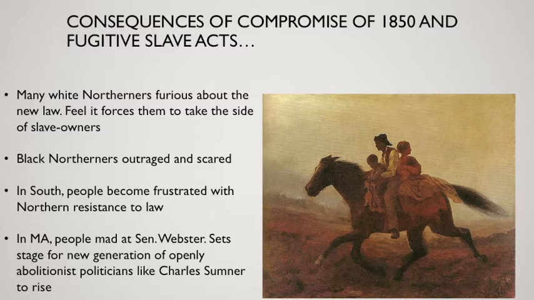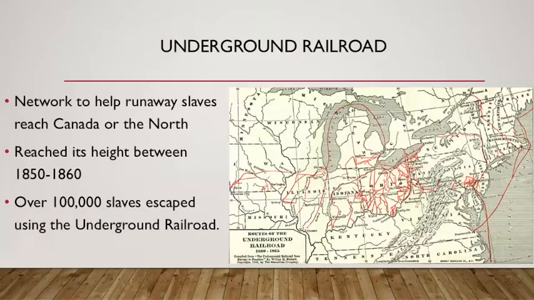And in Massachusetts, Daniel Webster, the big New England senator, really just gets slammed for his support for the compromise. And we see in Massachusetts and New England a new generation of more openly abolitionist politicians like Charles Sumner rising up. People start voting more for people who are openly abolitionist. And that's going to fuel sectional tension as well.